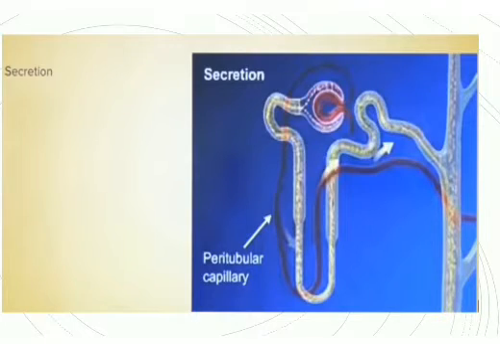Next, this is secretion. These are the capillaries. From the capillaries into the tubule, some substances like ions will be transferred from the blood vessels to the tubules, to maintain the ionic balance in the tubes. This is called secretion.